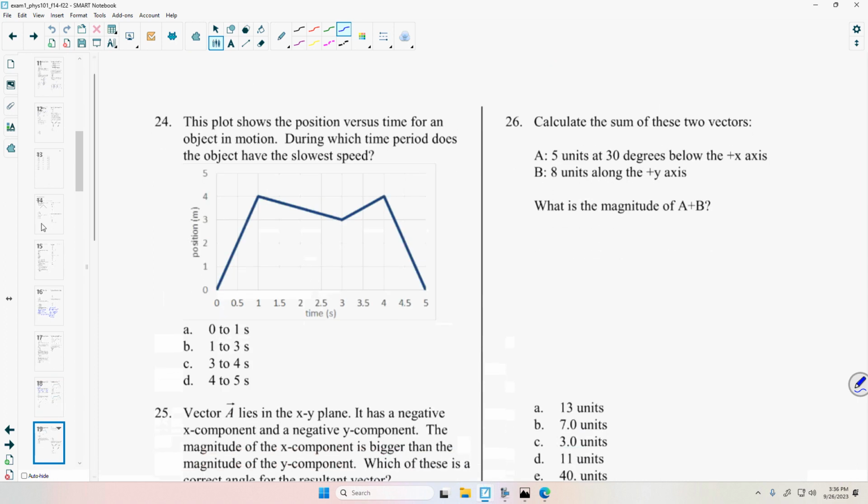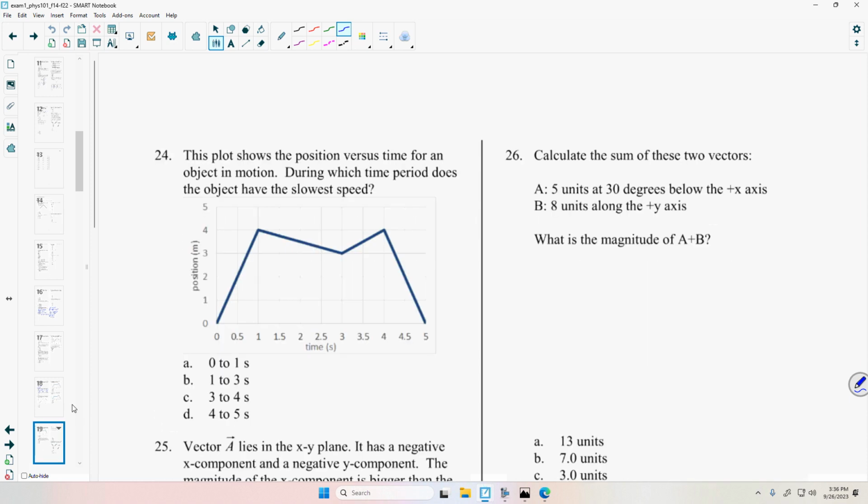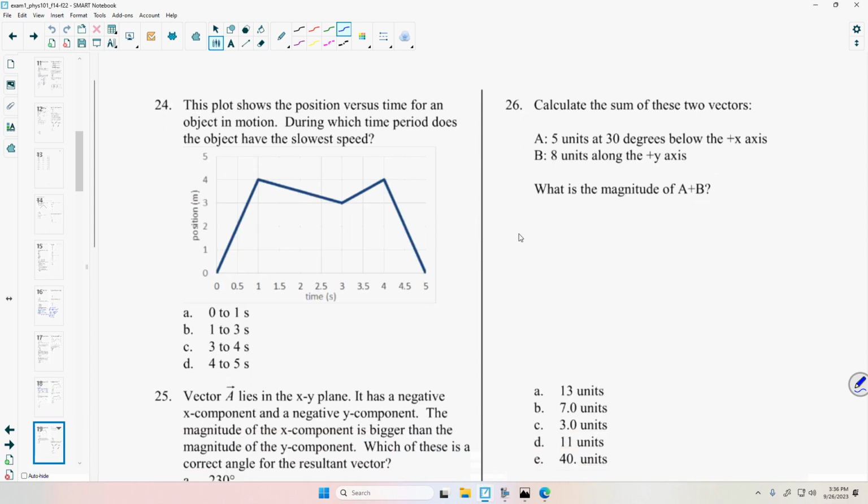Okay, what exam is this? Fall 20? Fall 20 exam. Oh, this was back during COVID. So I think this is an online exam. Is that COVID? Fall 20? No, we were back in class by fall 20.